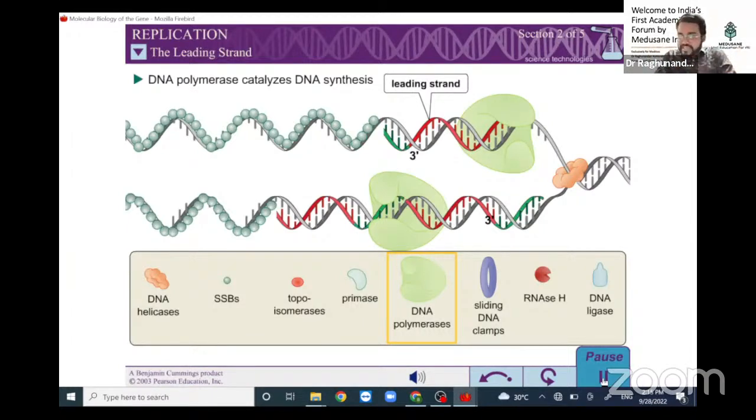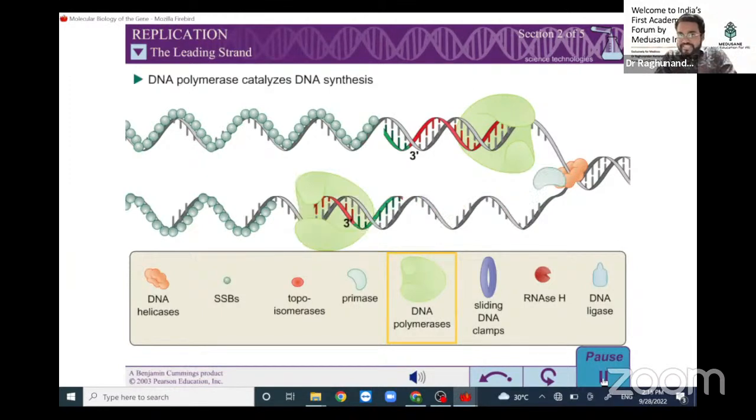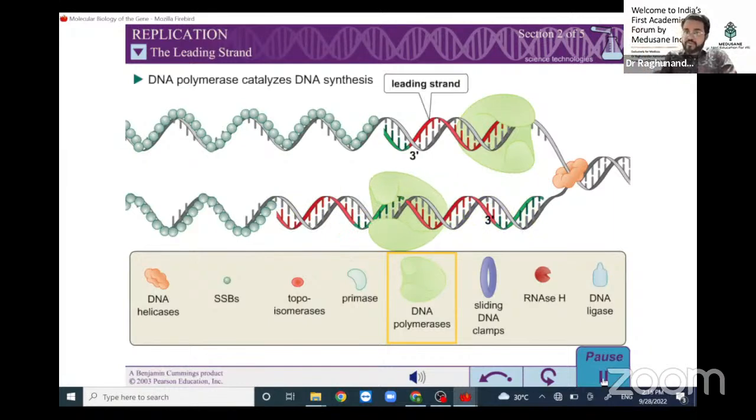So what happens, can you see here? In this video, first a fragment synthesis happens. After that, again a primer comes. A primer comes and attaches at one particular point. From there, it goes back and proceeds 3' to 5'. So in the leading strand, only a single primer is required.